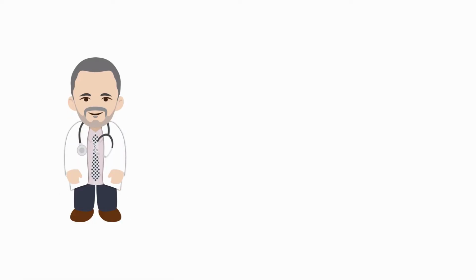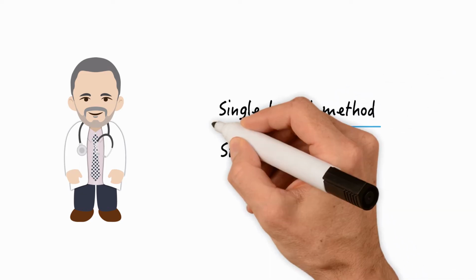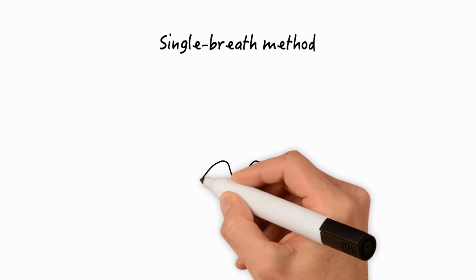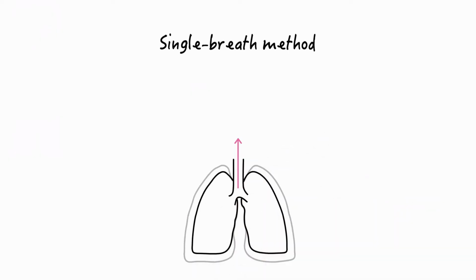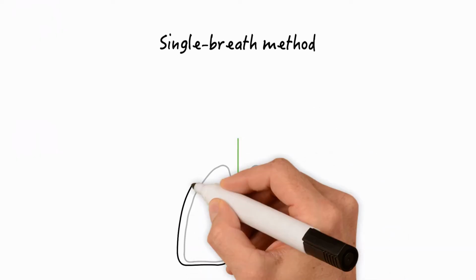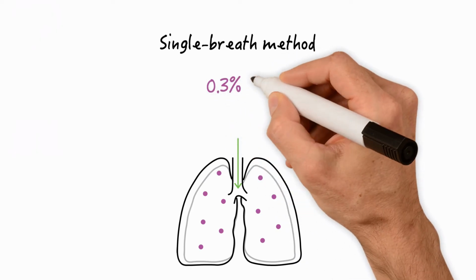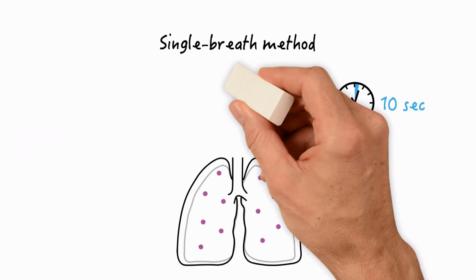There are two general methods of measuring diffusing capacity: the single breath method and the steady state method. We'll focus on the single breath method. In the single breath method, the patient takes a few tidal volume breaths, followed by expiration to residual volume. The patient is then asked to take a full inspiration to TLC of a gas mixture which contains 0.3% carbon monoxide. The patient holds his or her breath for 10 seconds and then rapidly exhales.